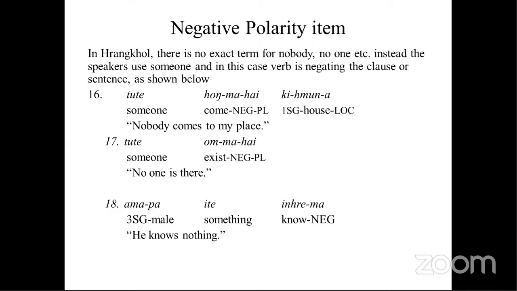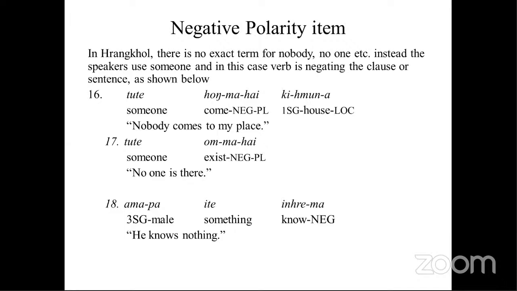For example, tute homa hai kyu mun a. Tute is like someone, and home is some. Ma is negation here. Hai is plural. He is first person agreement. Moon is house. I is located. Nobody comes to my place.